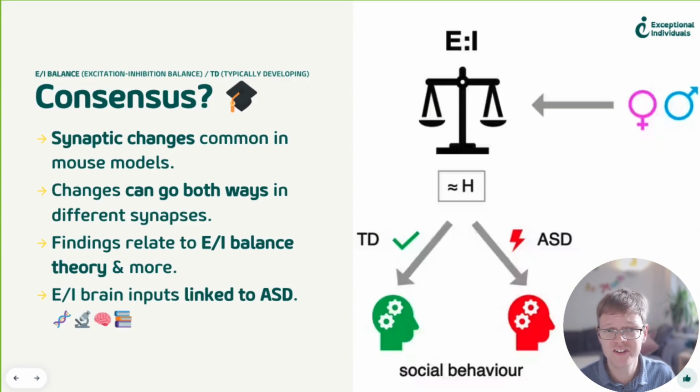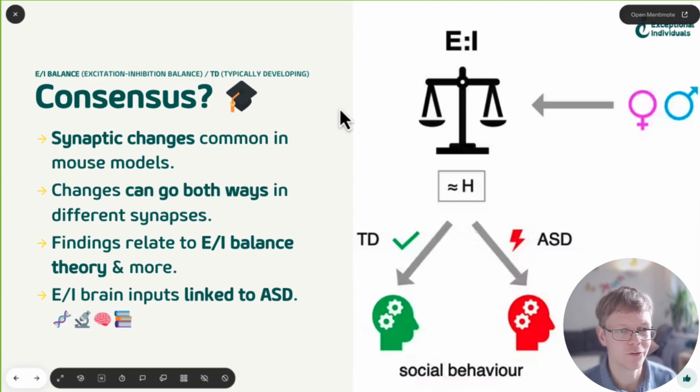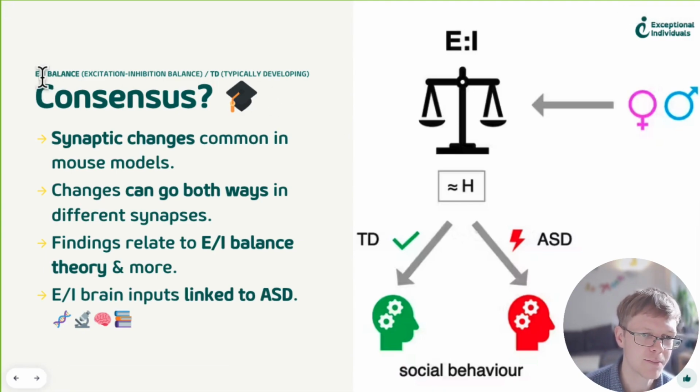What is it? Is there a consensus? Is everyone in agreement that we appreciate that SHANK3 is a likely contender? No, there is still a lot of debate. Let's go through this. First of all, E/I balance is essentially the excitation and inhibition balance, and TD equals typical development. Changes are common in mouse models.